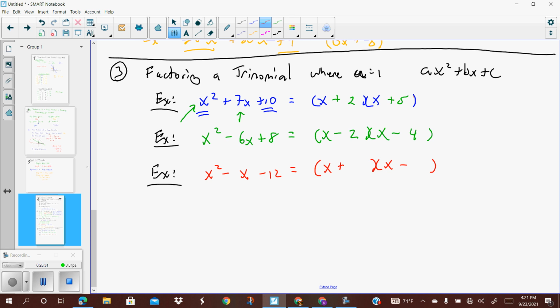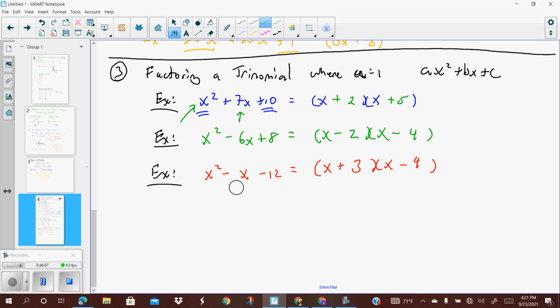Well, let's see. There's a lot of factors of 12: 1 and 12, 2 and 6, and 3 and 4. If I take 1 and 12 and I subtract, I can get to 11. I can't get to 1. If I take 2 and 6 and subtract the numbers, I can get to either 4 or negative 4. Can't get to 1. So it's got to be the 3 and the 4 combination. If I take 3 and 4 and subtract them, I can get to 1 or negative 1. So I want the middle number here to be a negative, which means that my 4 has to be the negative and the 3 has to be the positive.